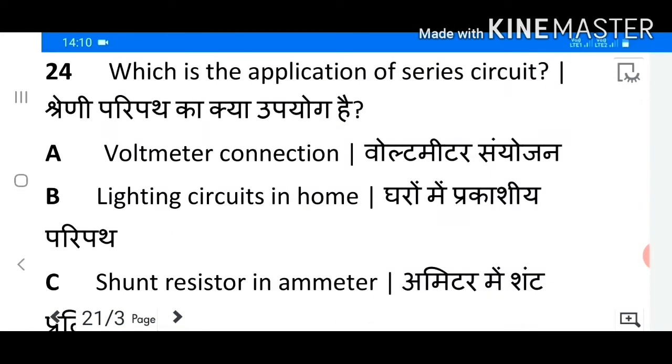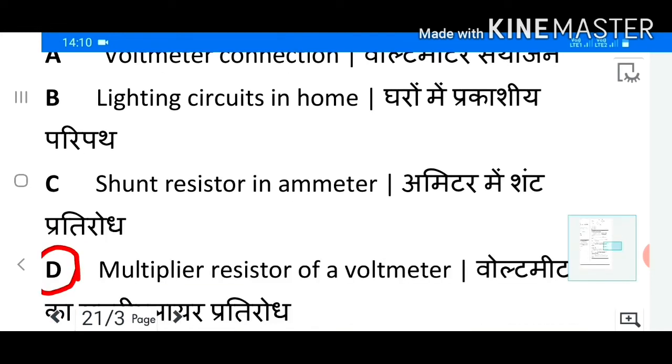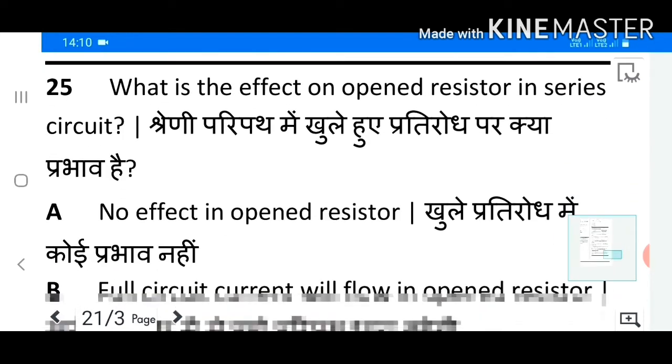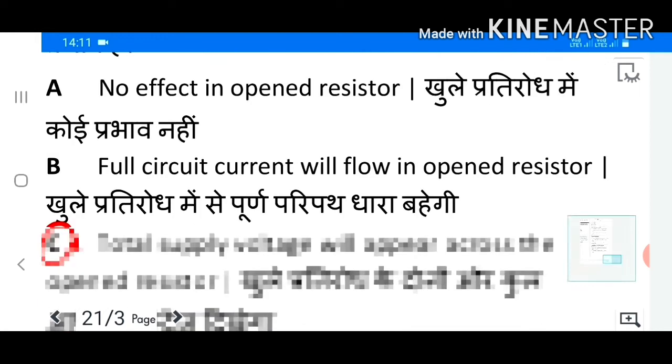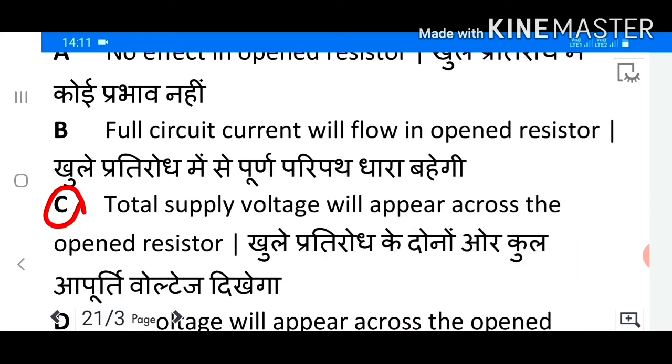24. Which is the application of series circuit? Answer D, multiplier resistor of a voltmeter. 25. What is the effect on opened resistor in series circuit? Answer C, total supply voltage will appear across the opened resistor.